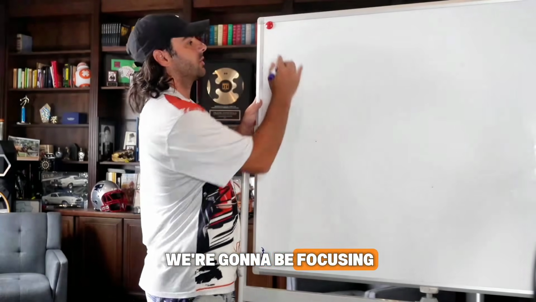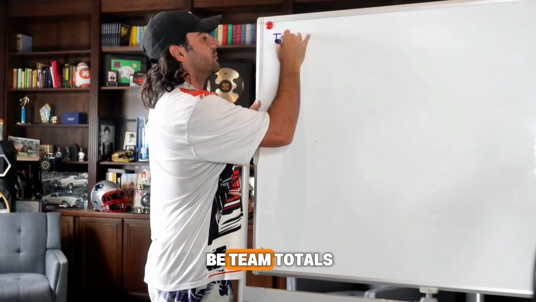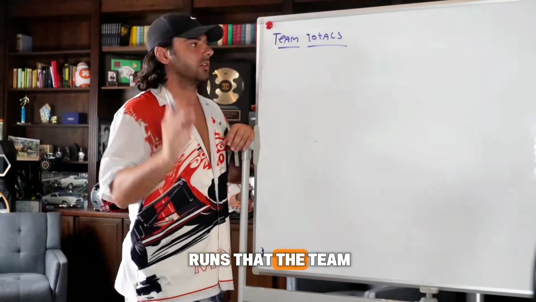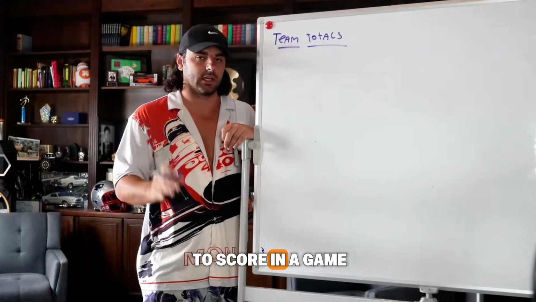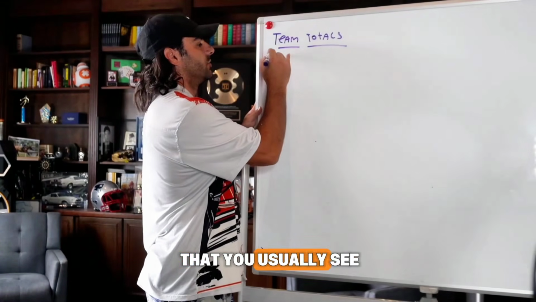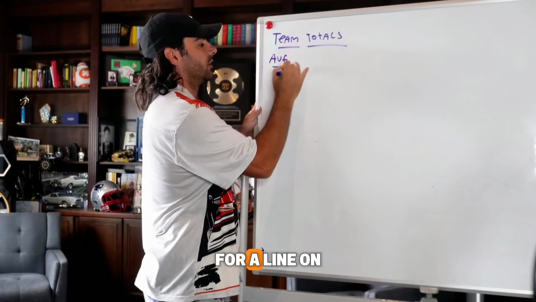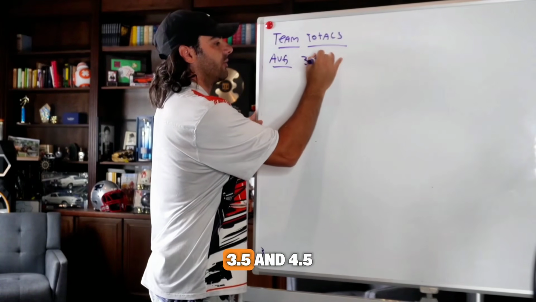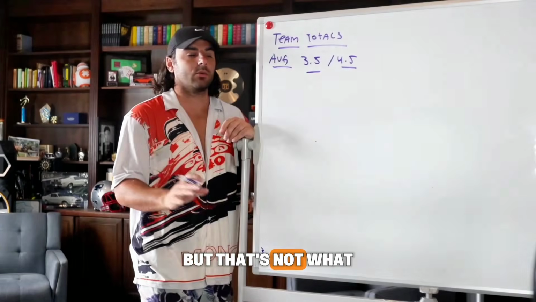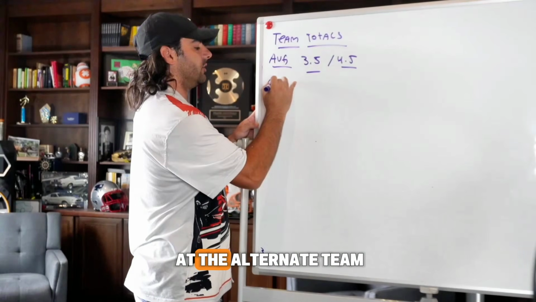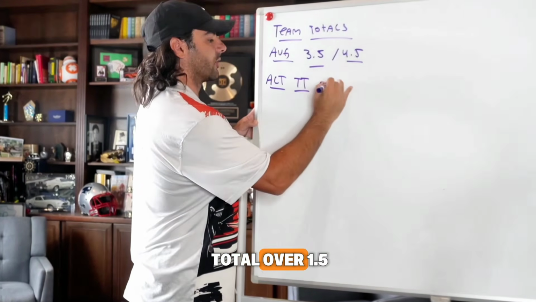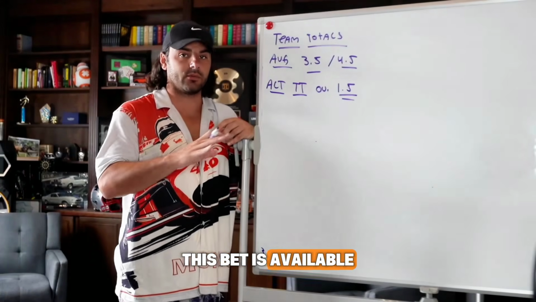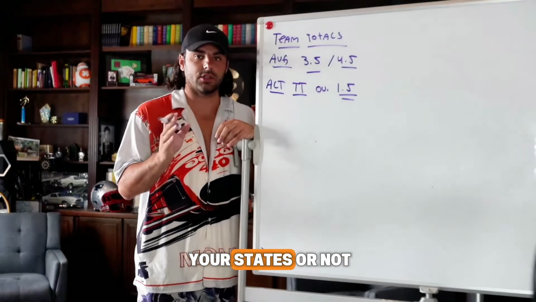Now, the bet that we're going to be focusing on is going to be team totals. Okay, so what that means is that's the amount of runs that the team single-handedly is going to score in a game. Now, the average number that you usually see at your sports book for a line on this, depending on which team it is, is usually anywhere between 3.5 and 4.5. But that's not what we're going to be looking at. We're going to be looking at the alternate team total over 1.5.